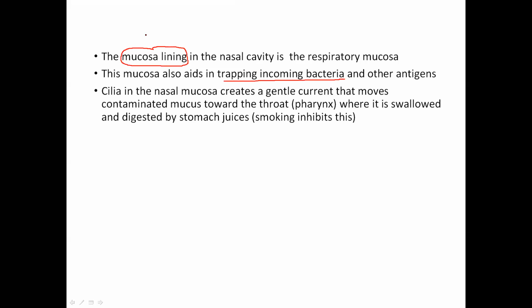And the cilia that you find in the trachea, which are hair-like projections, create a gentle current that moves contaminated mucus away from the lungs. It moves it up to the mouth and throat area. Typically, if you're healthy and not fighting anything, as the cilia move all this stuff to the throat, you end up swallowing it. You don't even notice it, right?